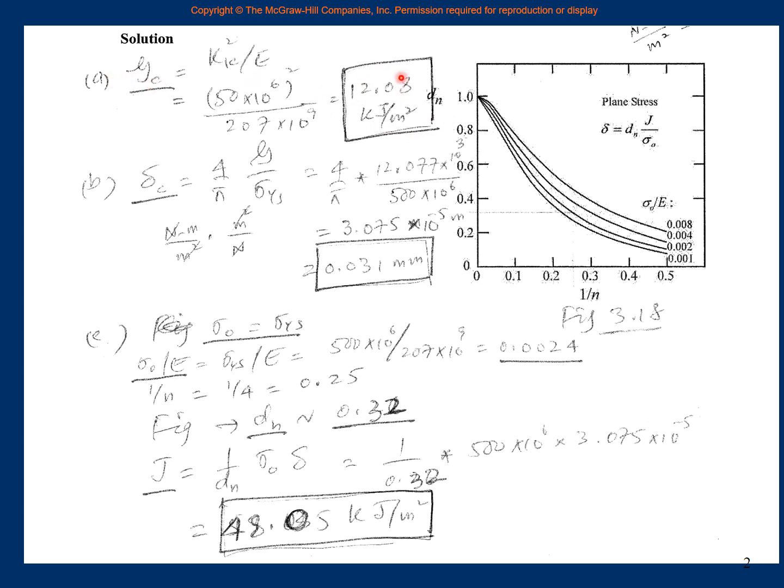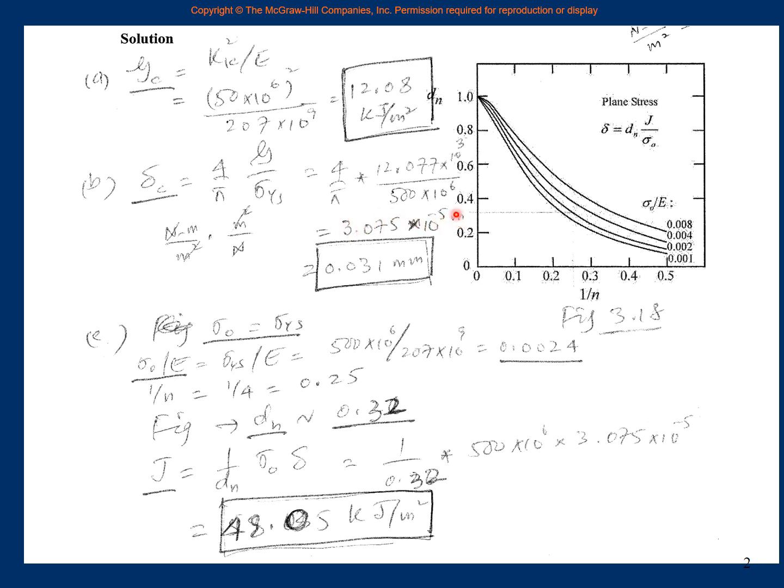Very simple calculation. Delta C, remember the theory is there, the Wells theory and so on. So don't use any other equation. Delta C is 4 upon pi, G upon sigma ys. This is G, this is yield strength. The G value you have just calculated, and sigma y is given to be 500 megapascal. So this comes out to be 0.031 millimeter, I mean 3.075 into 10 raised to minus 5 meter.